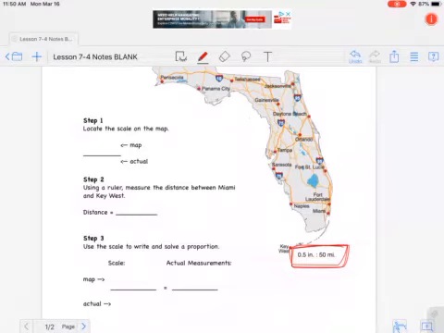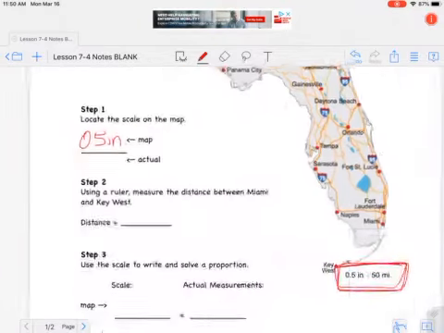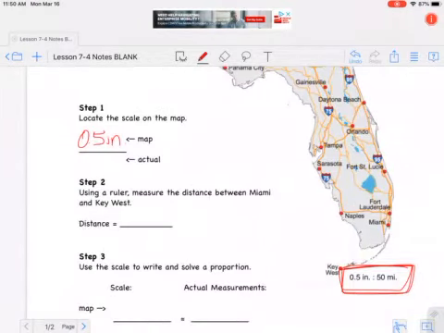So it says step 1, locate the scale on the map. So that would be 0.5 inches on our map to our actual of 50 miles. Okay, so step 2 says, using a ruler, measure the distance between Miami and Key West. So this is where I'm going to give this to you. Ideally you would have actually measured the distance from Miami to Key West, but I'm going to give that to you today, and that's going to be 1.5 inches.